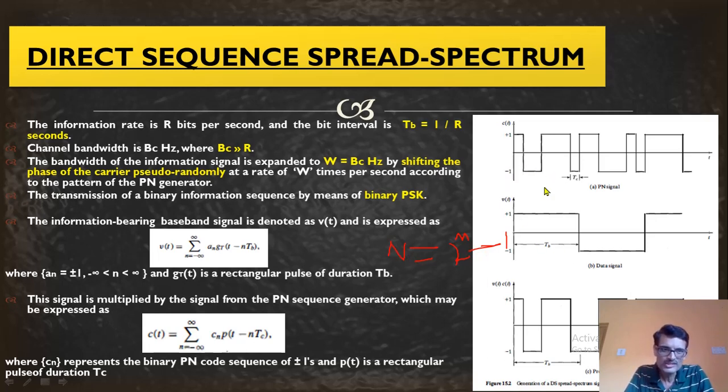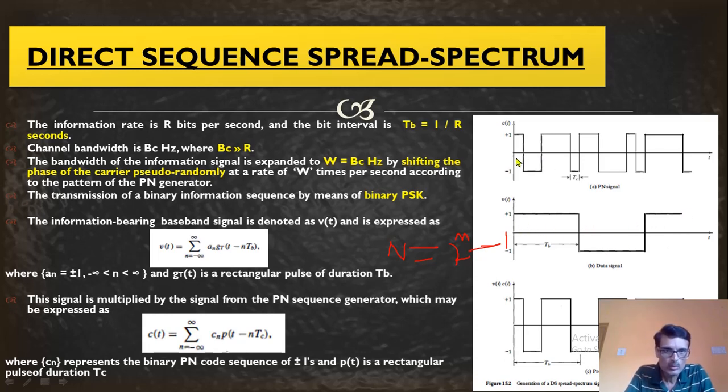So within one particular bit interval, you should have all the n bits of that PN pattern generator. If m is 3, n is equal to 8, so we should have 8 bits within one bit interval. Remember, this is 1 bit, say it is 1. All these signals are represented in polar format, so +1 or -1 is the amplitude of both V of t and C of t. So this V of t is 1, 0 and 1, given by the information source.